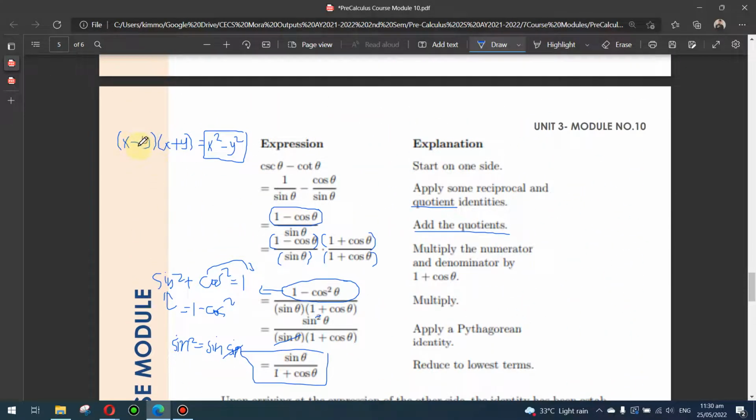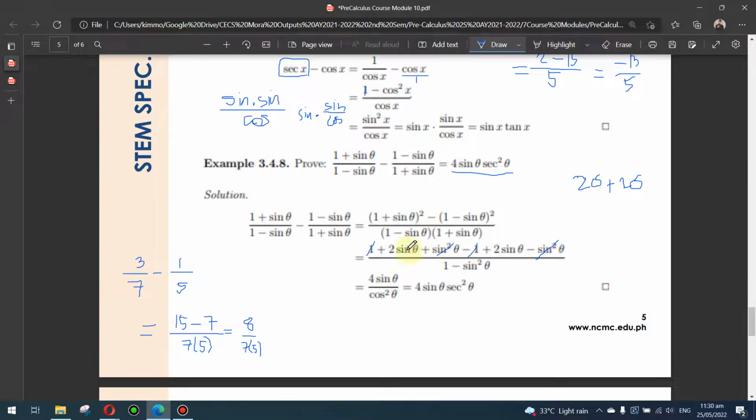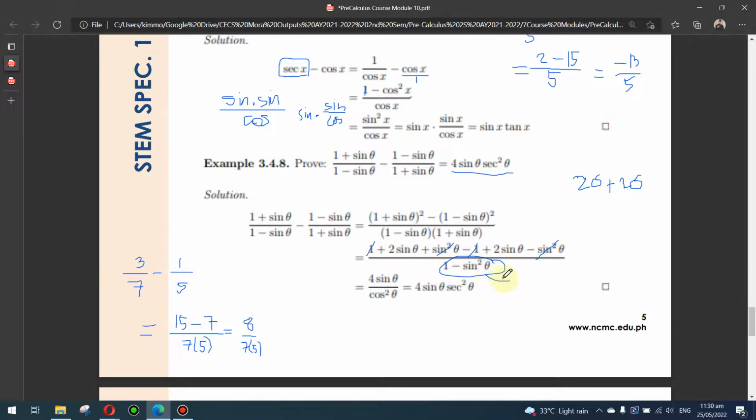kani, no? X minus y times x plus y is equal to x squared minus y squared. Pares man na. X minus y, x plus y. Equal siya ni x squared minus y squared. So, pares siya sila ani. After that, gamit ka og Pythagorean nga identity dai. So, Pythagorean identity, this is equal to cosine squared. So, nanakay 4 sine theta over cosine squared theta.